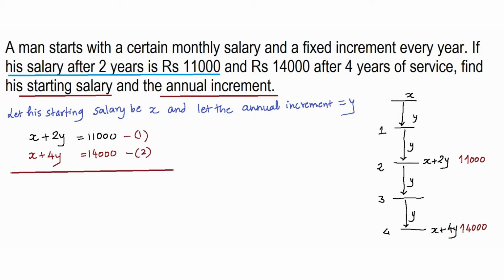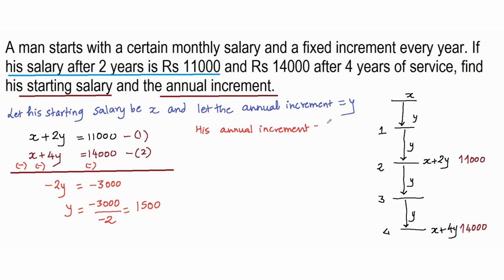So let's decide to eliminate X. Let us subtract the two equations. So on subtracting the two equations, you will notice that 2y minus 4y becomes minus 2y, and 11,000 minus 14,000 becomes minus 3,000, which means y is minus 3,000 divided by minus 2, which is equal to 1,500. This means his annual increment is y, which is basically rupees 1,500.